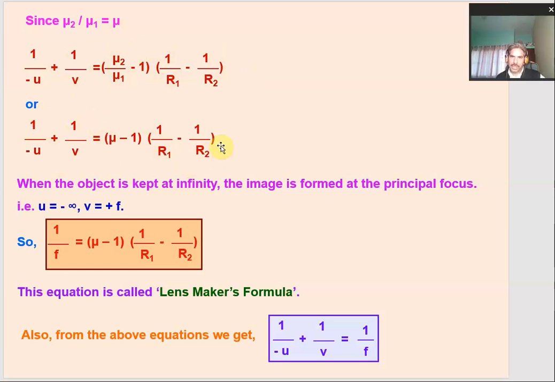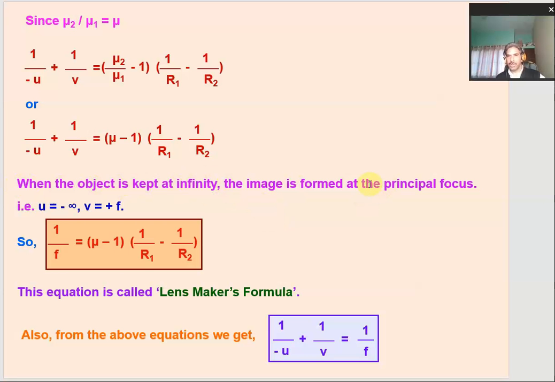This is the result from where we can now proceed for the lens maker's formula. For that we are applying a special case, when the object is kept at infinity. For example, if an object is at infinity, then its final image through the lens will be formed at its principal focus, right?